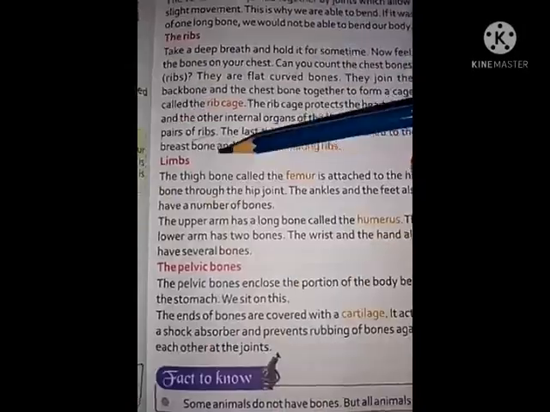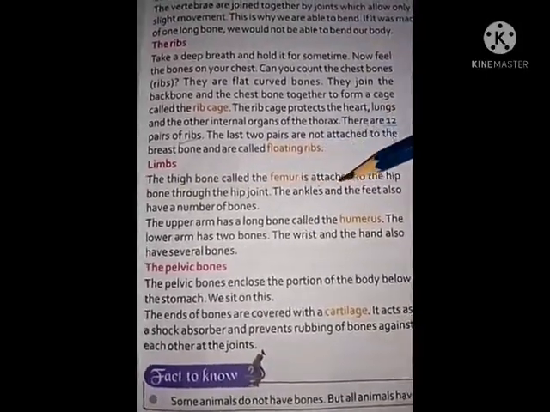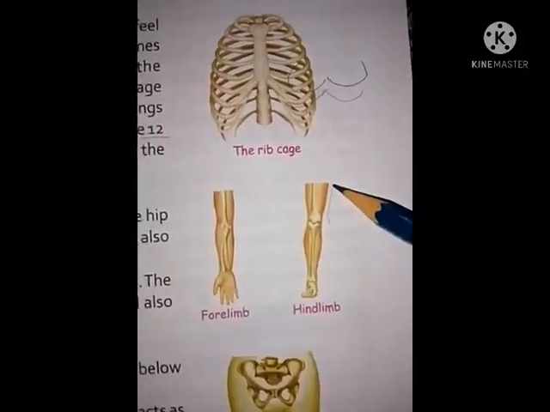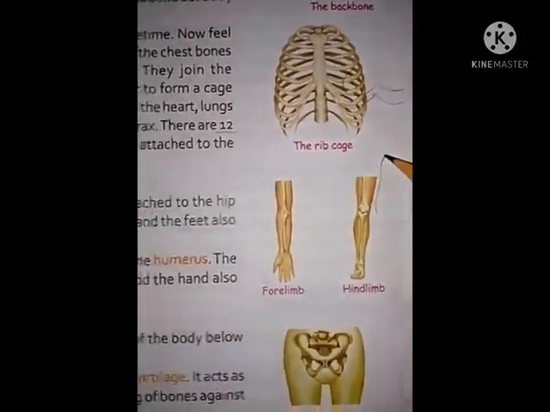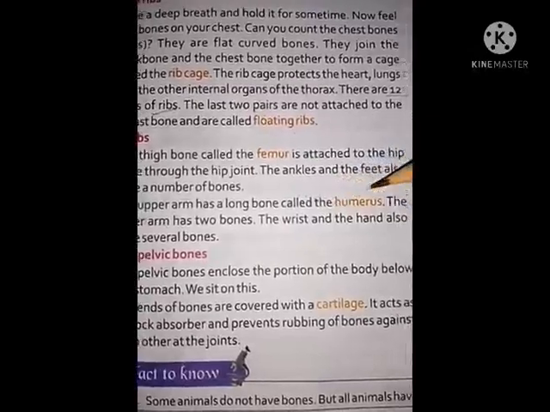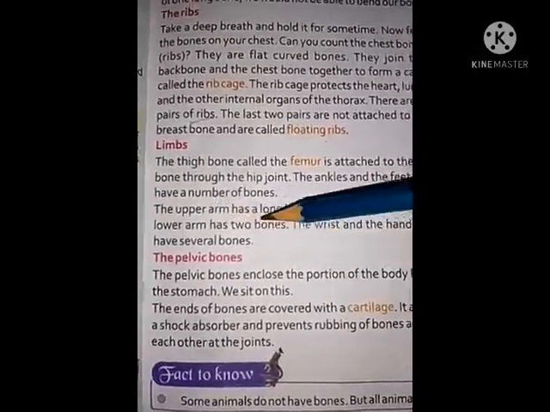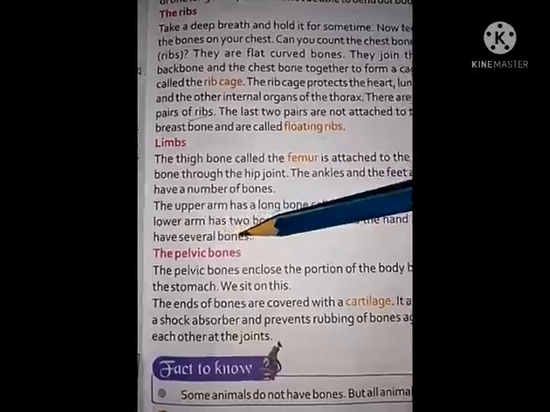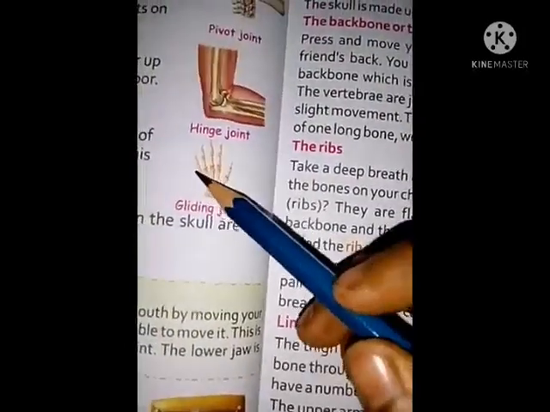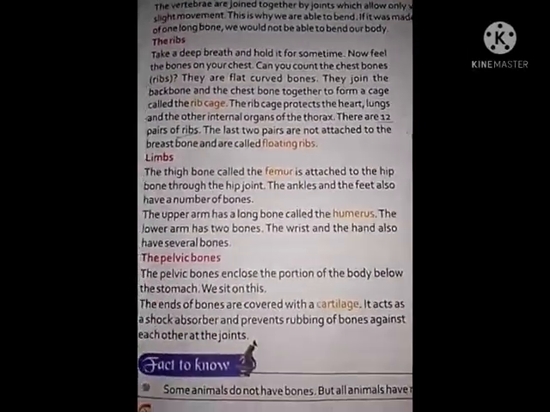Okay. Now see limbs. The thigh bone called the femur is attached to the hip bone through the hip joint. The ankles and the feet also have a number of bones. The upper arm has a long bone called the humerus. The lower arm has two bones. The wrist and the hand also have several bones, with small bones joined together.